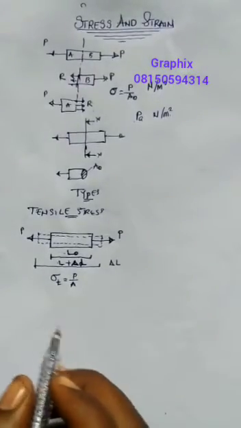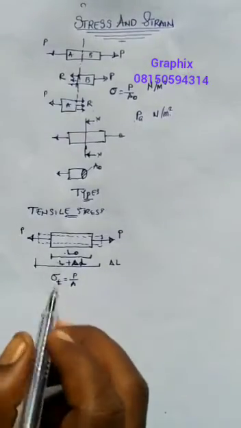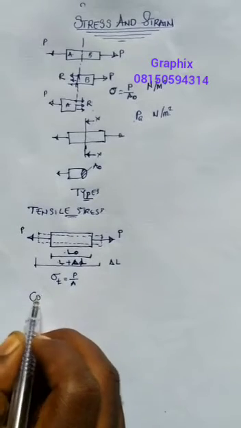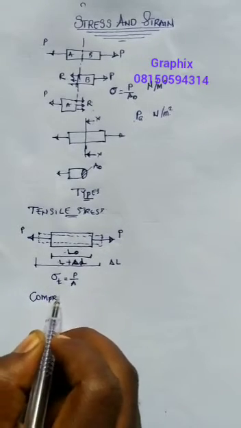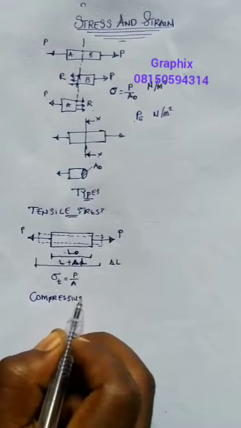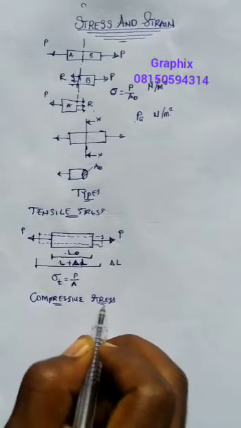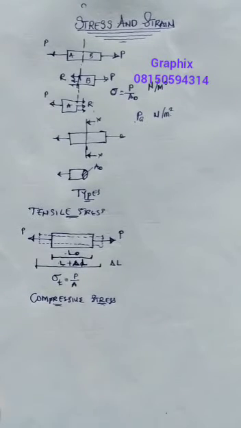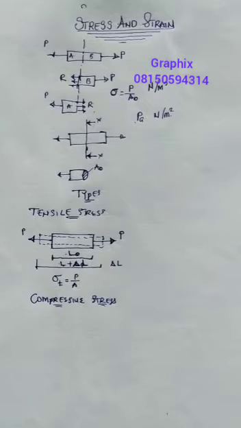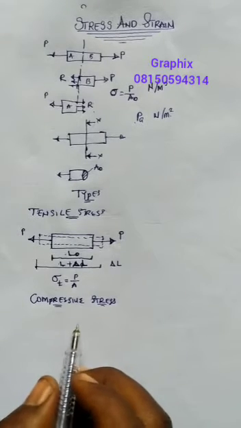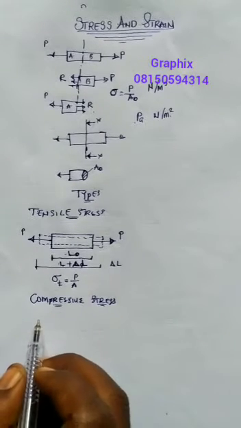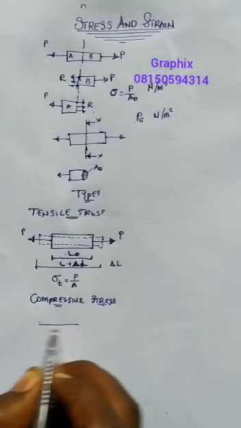So number 2 will be the compressive stress. Compressive stress. Now, the compressive stress is an equal and opposite push force that decreases or tends to decrease the length of the material.